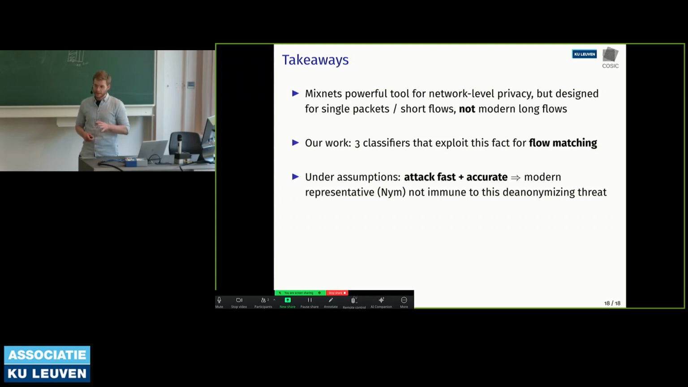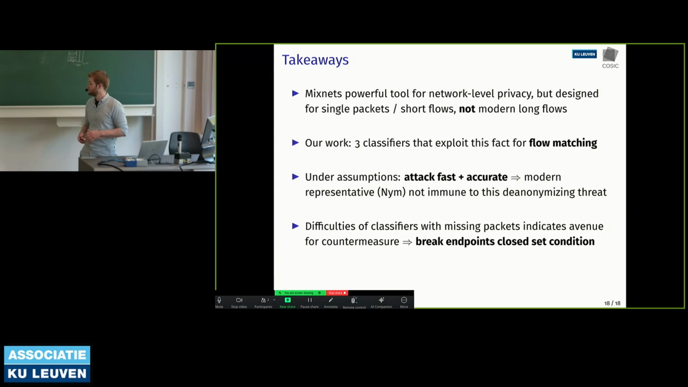With the assumptions that we make, our attack is fast and accurate, and shows that even a very modern state-of-the-art implementation such as Nym is not immune to this de-anonymizing threat and has to think about how this impacts them. And finally, there is an indication of where to go with a potential countermeasure, which is exactly to break this assumption, this endpoints closed set condition, that the set of endpoints is communicating exclusively and all packets are accounted for, right? If you can work with a countermeasure in this direction, that indicates that this might help drive down the threat of flow matching.